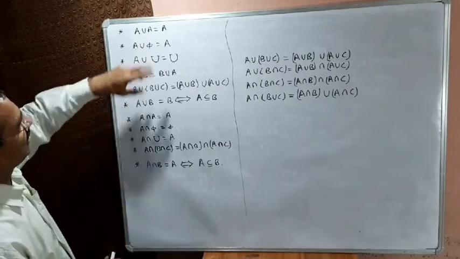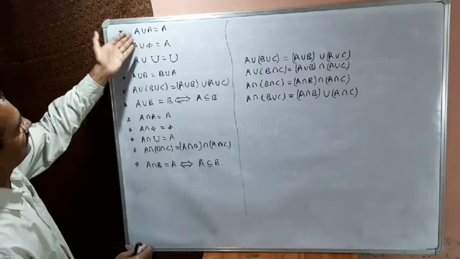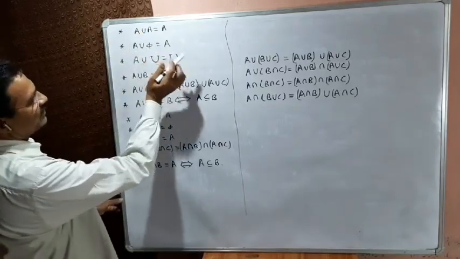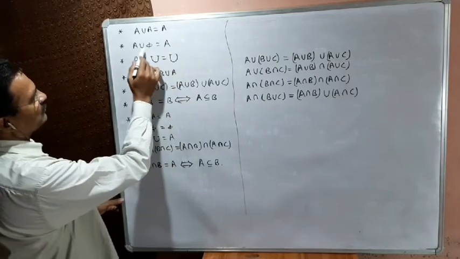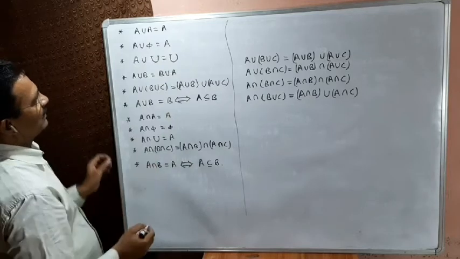Simply, A union A, we will combine the family of set A and set A. Obviously, this will be A. Similarly, A union phi. Phi has no element, therefore we will combine these two families. This will give only set A.